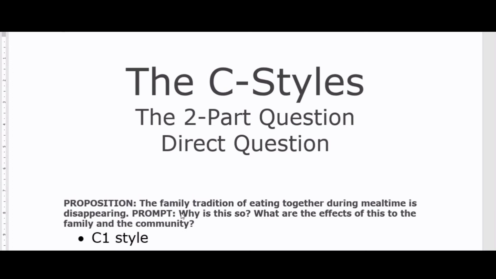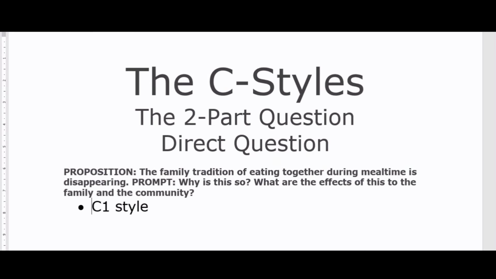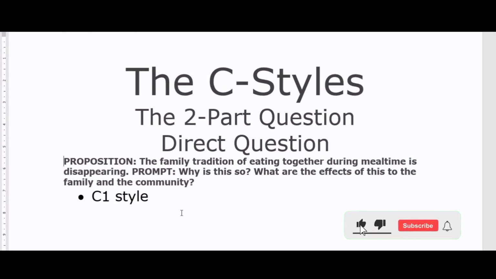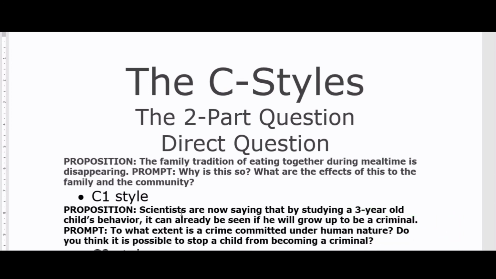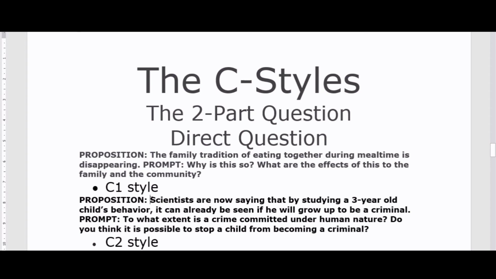But there are certain questions that suddenly become crossovers, and that is what we encountered with the next question, also demonstrated in video number 15, wherein a student of mine scored a band 7 using the C2 style. And the particular question that the student was given was this one: scientists are now saying that by studying a 3-year-old child's behavior, it can already be seen if he will grow up to be a criminal. To what extent is a crime committed under human nature, and do you think it's possible to stop a child from becoming a criminal?